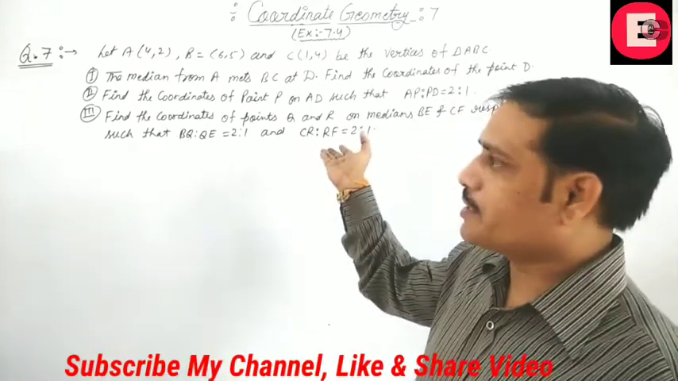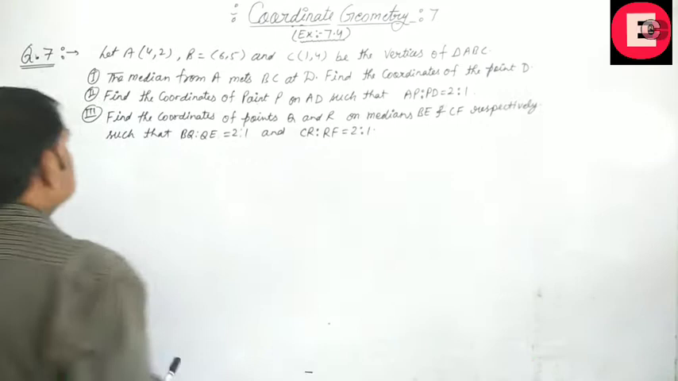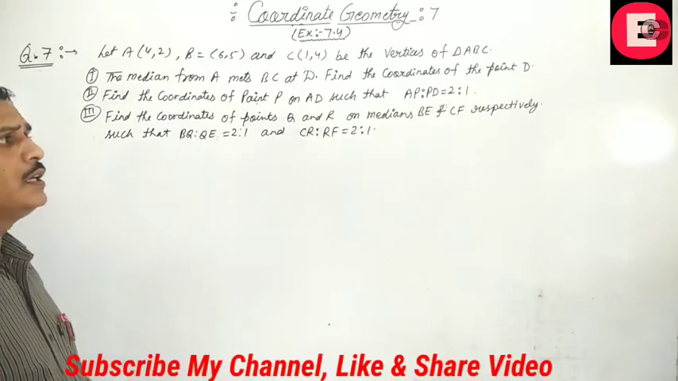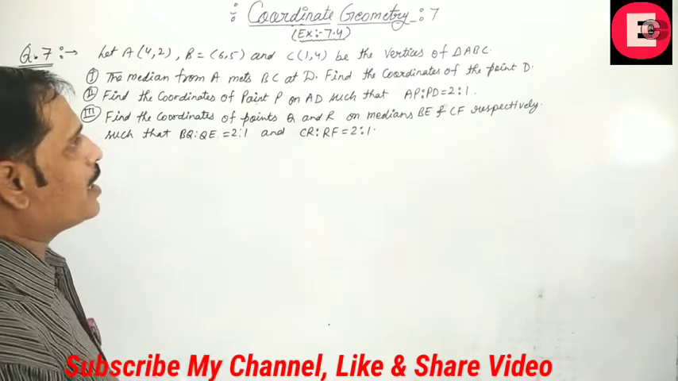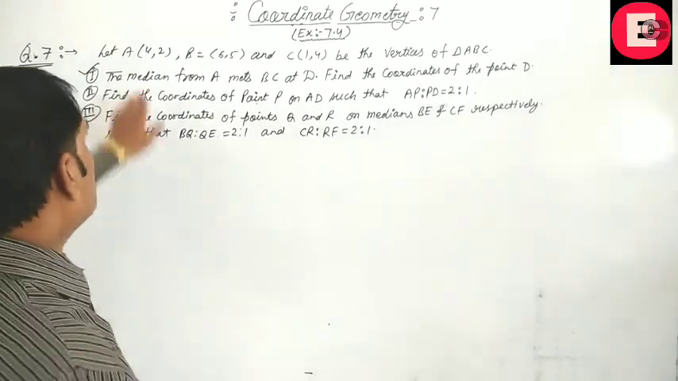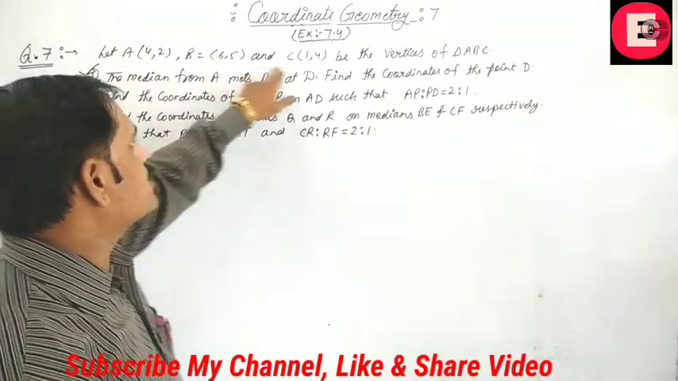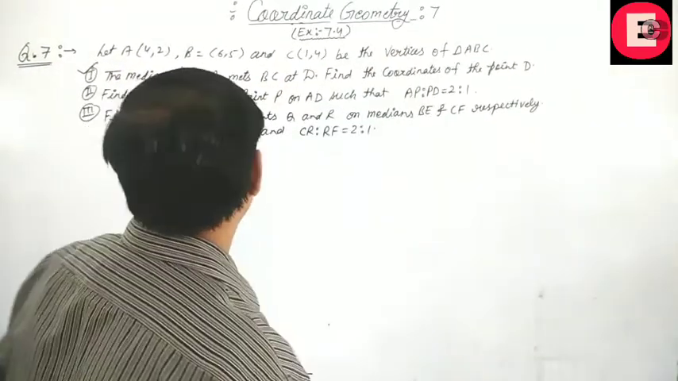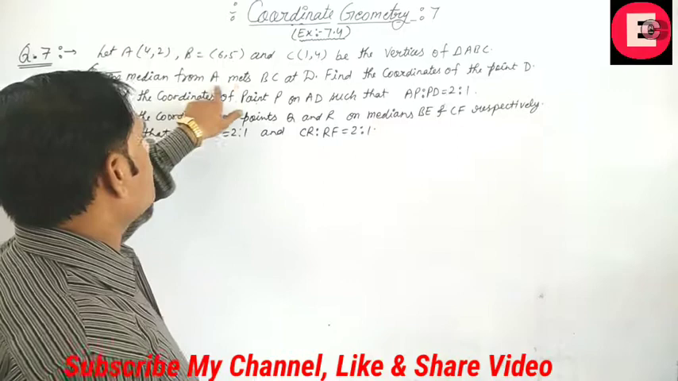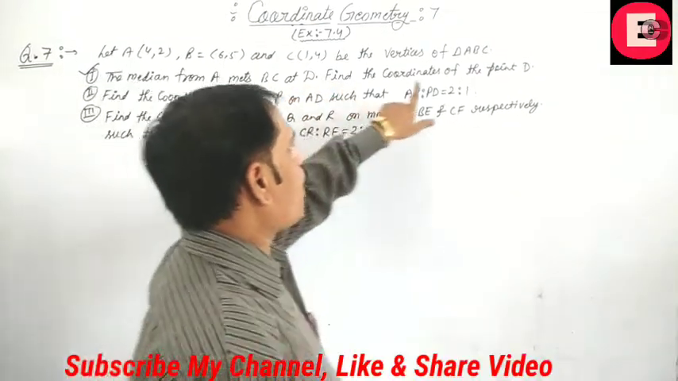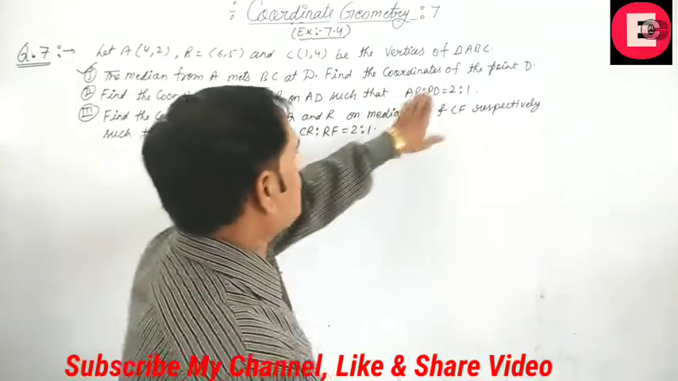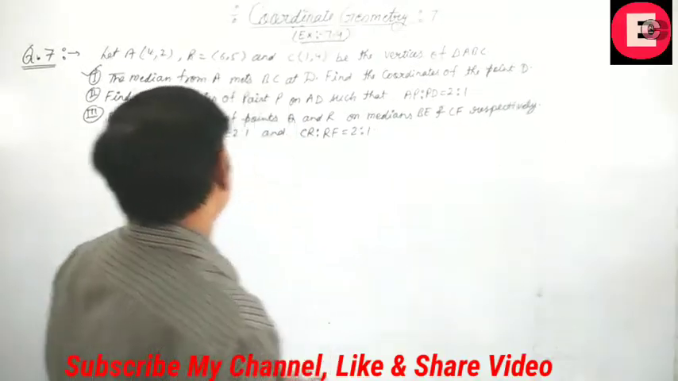So here is question number 7, which has three parts. Let us start question number 7. The question is: let A, B and C be the vertices of a triangle. In the first part, the median from A meets BC at D. Find the coordinate of the point D.